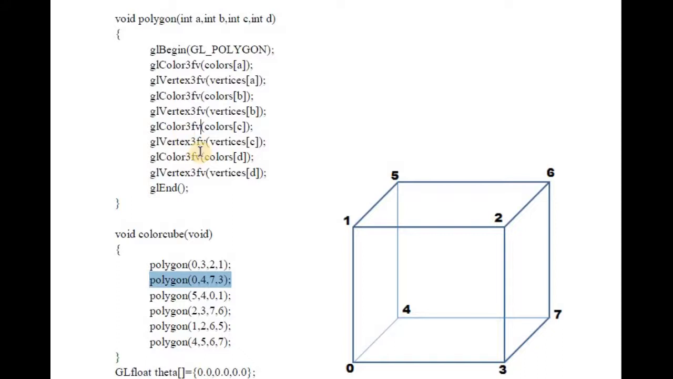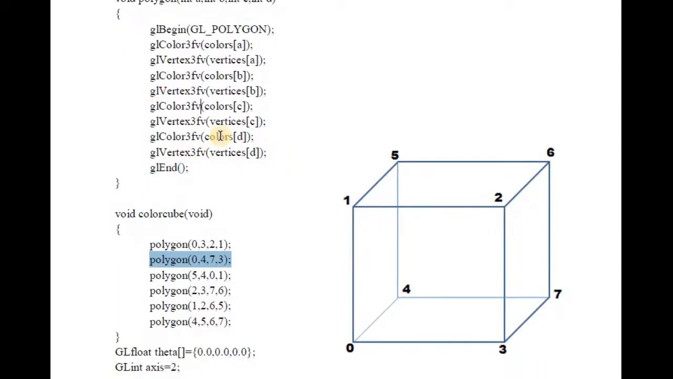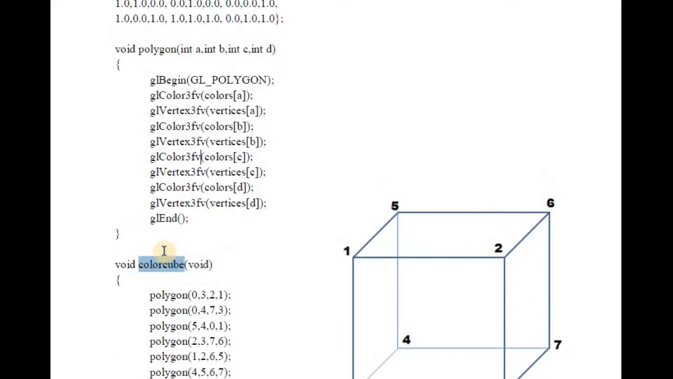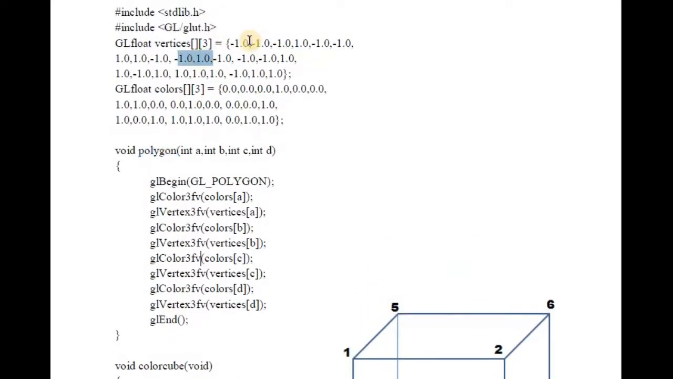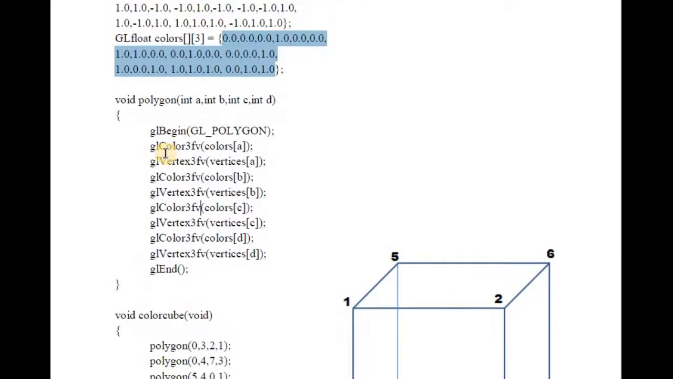All right, I hope you are clear with this color cube, how to create a color cube. So color cube will call polygon, and polygon will use these vertices, and then the colors for different polygons.